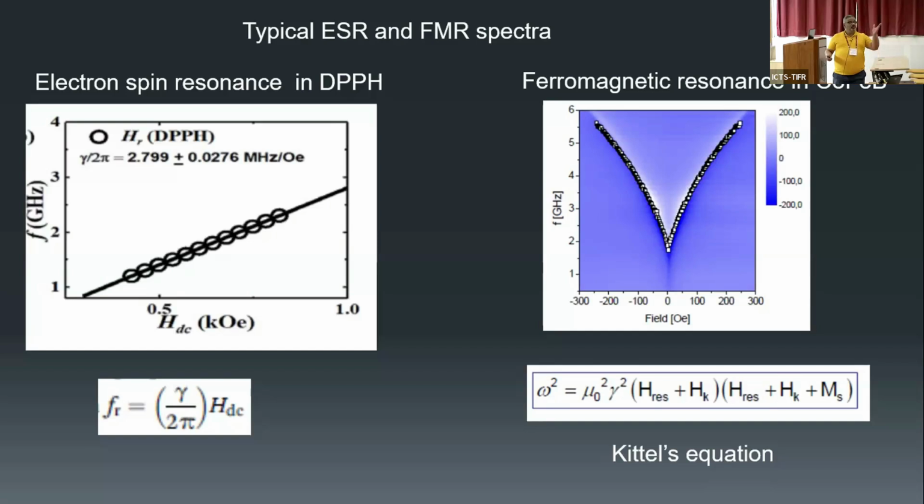For the students who are not familiar, in electron spin resonance the resonance frequency is proportional to the DC magnetic field, and it shows linear behavior. Whereas for a ferromagnetic sample, you have this nonlinear behavior, basically the square root of H resonance plus HK and so on. So this is the main difference between ferromagnetic and paramagnetic samples when you measure the spin resonance.